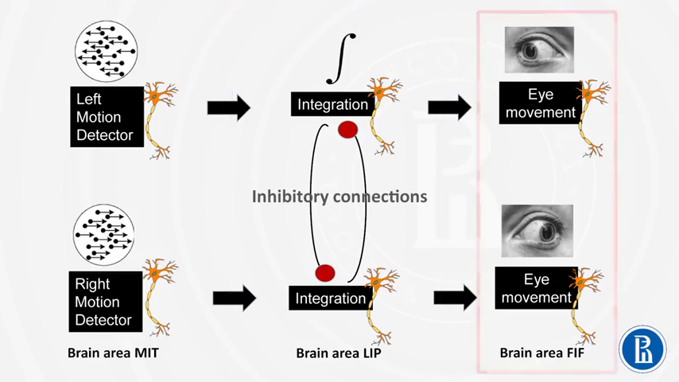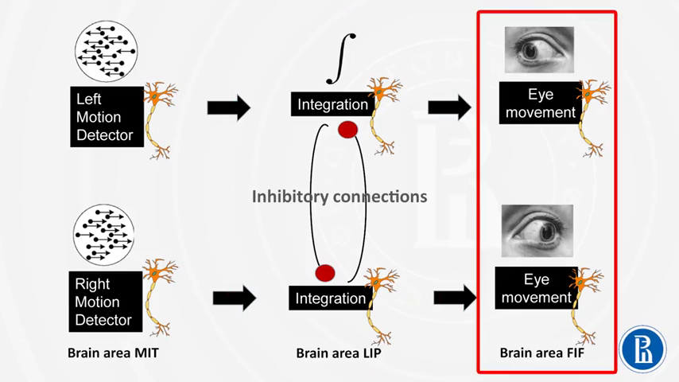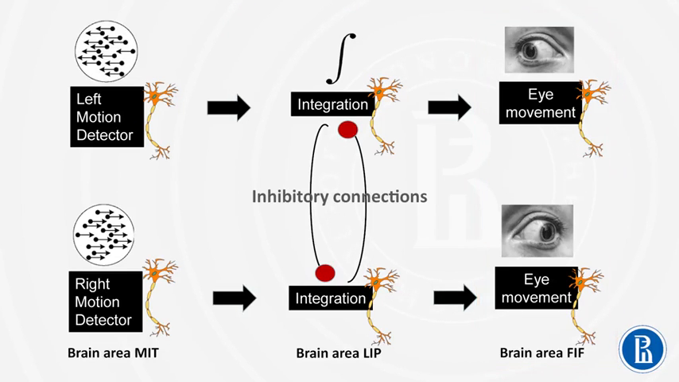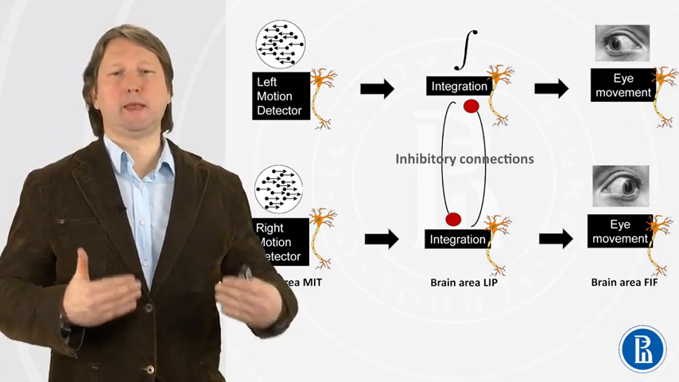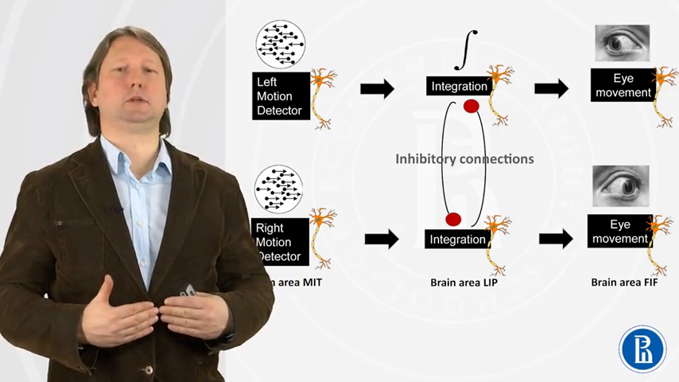And finally, if the activity of one of these integrators reaches a decision-making threshold, it activates the motor neurons in the area FEF, the frontal eye field, and the animal switches the gaze in the same direction. So we see here a very basic fundamental model of decision making.